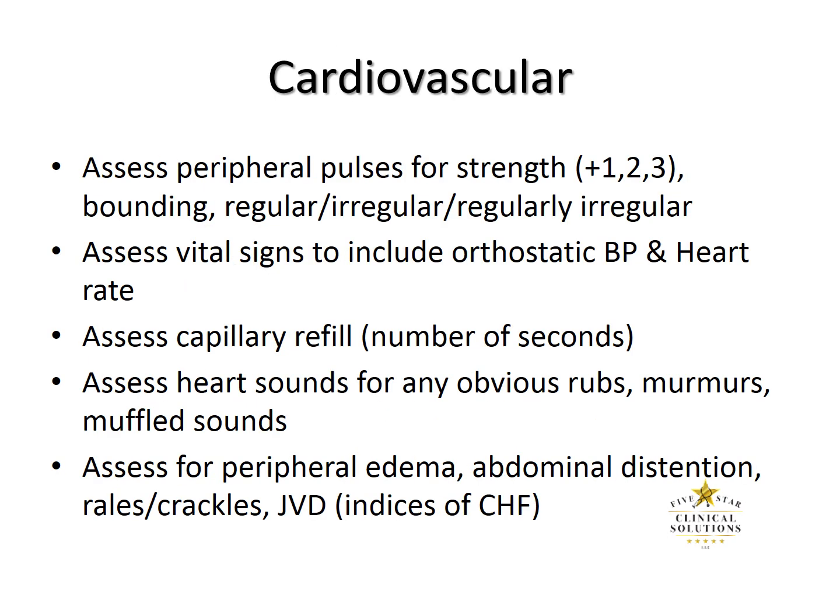Let's look at our cardiovascular assessment. We want to assess peripheral pulses for strength. Are they +1, 2, 3? Are they bounding, regular, irregular, regularly irregular, meaning that maybe every second or third beat is skipped? That might be an indication for looking for an EKG.